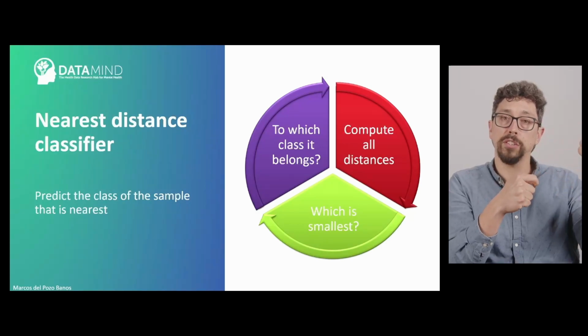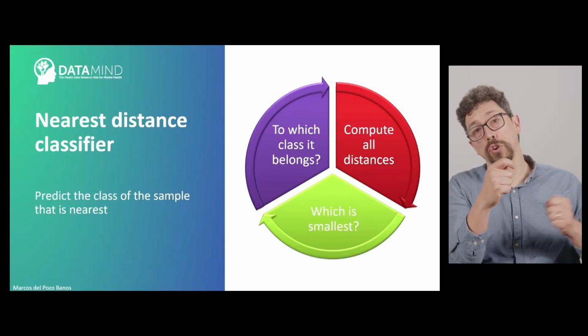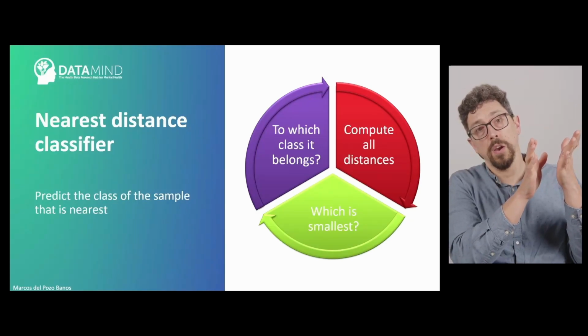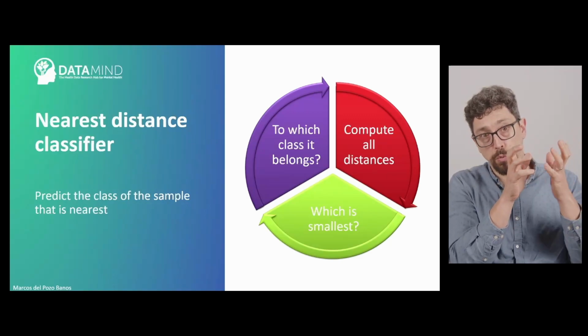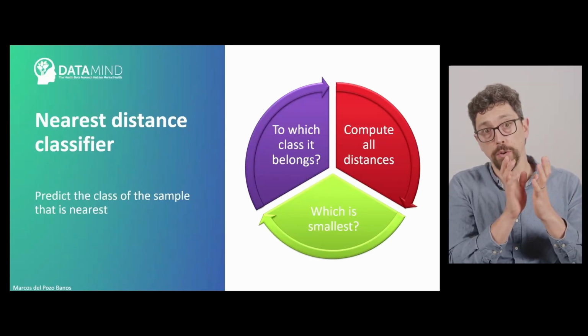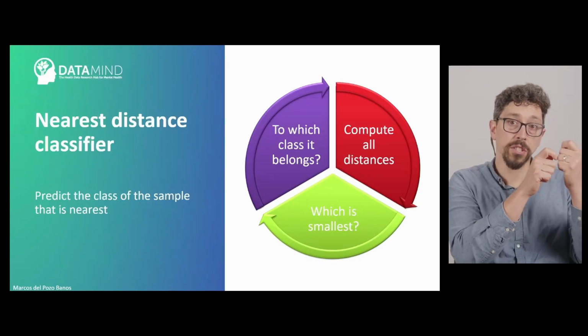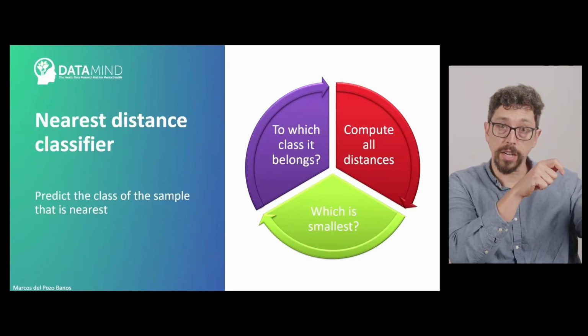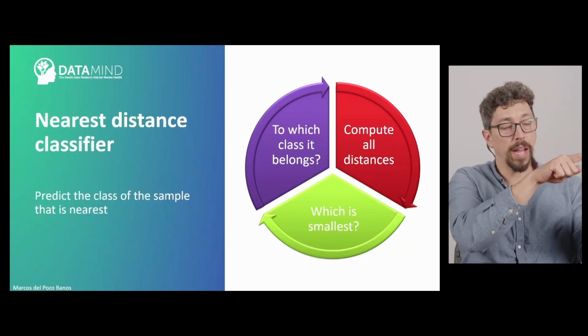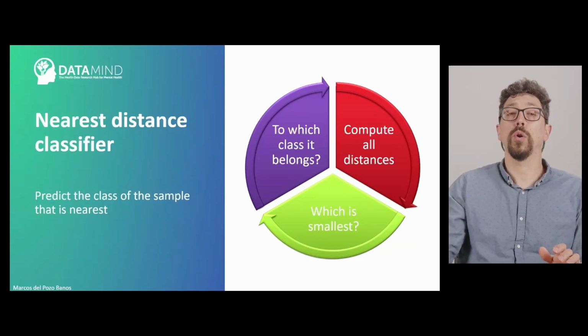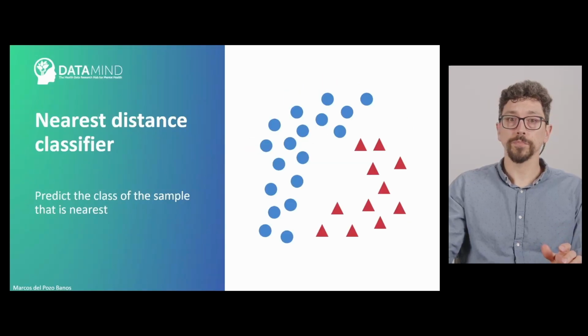Then we need to identify which of those training samples is the nearest, so which one has the smallest, the lowest distance. And then we see to which class that training sample belongs, and that is the class that we're going to assign to our evaluated sample.